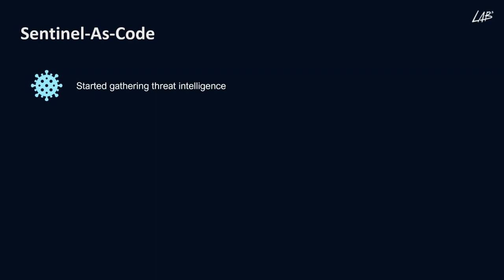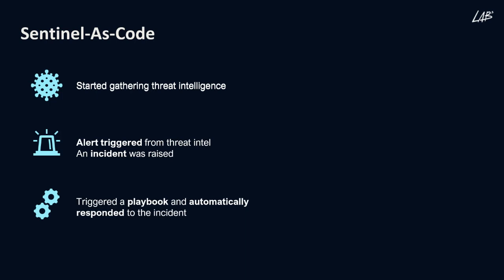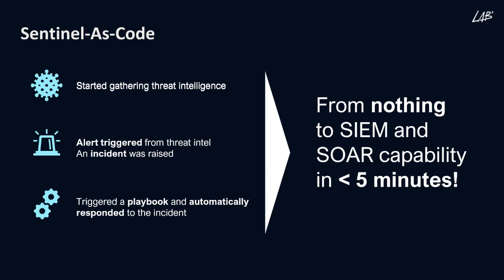Right, so what I just demonstrated with the lights was a bit of fun, but let's bring this back into context. We deployed Sentinel and configured a data connector that began gathering threat intelligence and made it available to Sentinel. An alert was triggered from that threat intel, and an incident was created. And finally, the creation of that incident triggered automation that performed a series of steps defined in a playbook. You just witnessed going from no security visibility at all to a fully featured, highly customized SIEM and SOAR capability in less than 5 minutes. And that, my friends, is the power of Sentinel as code.